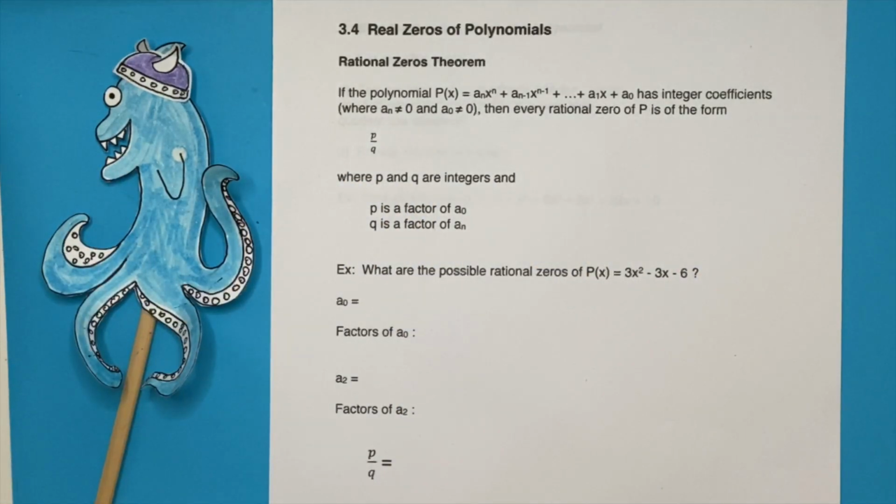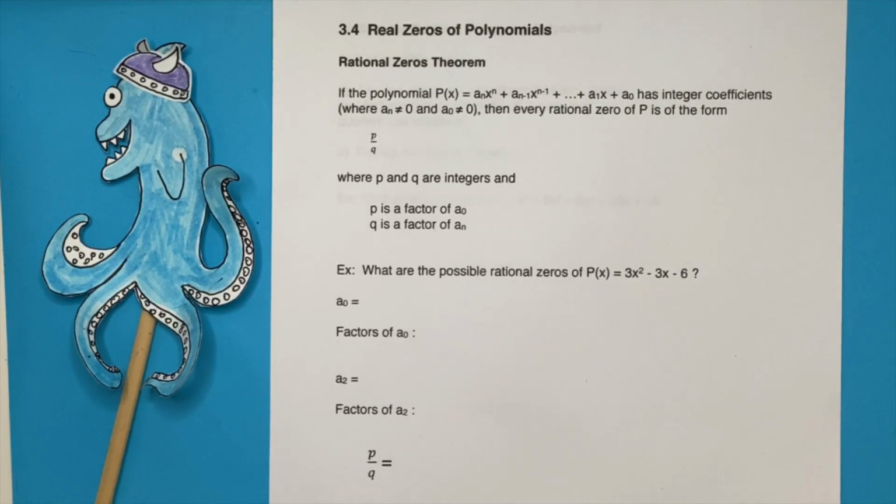Welcome back. Today we're going to be talking about real zeros of polynomials. Real zeros? What does that mean? Well, up until now, we've been talking about factoring using integers, so all of the zeros were numbers like 0 or 1 or 12 or negative 13. And now we're going to start to expand our search for zeros.